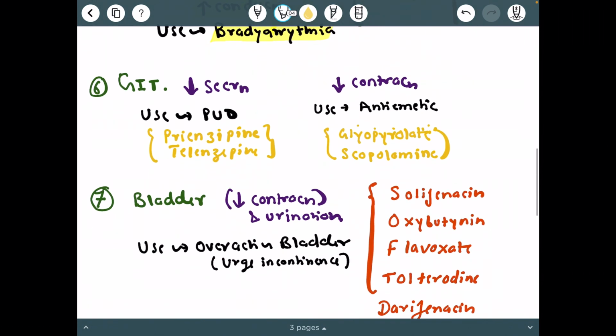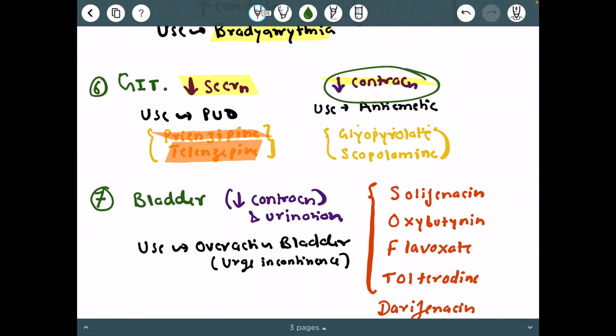Now GIT, the sixth organ. In GIT there can be decreased secretions or decreased contraction. We know that secretion is through the M1 receptor and contraction is through the M3 receptor. So we can give an M1 blocker or an M3 blocker. In M1 blockers there are pirenzepine and telenzepine. You should remember that M1 blockers decrease the secretion, and the drugs are pirenzepine and telenzepine, and the other drugs are for decreasing contraction.